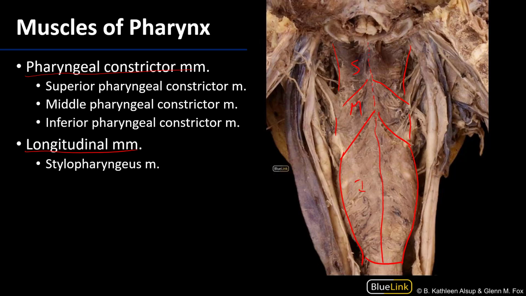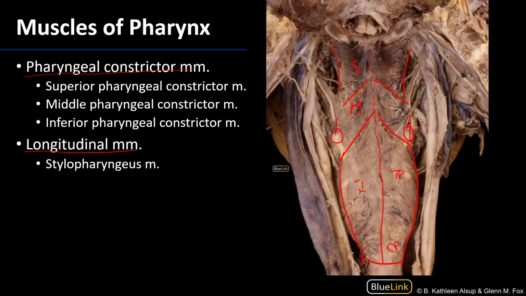And then we have the middle pharyngeal constrictor. The middle pharyngeal constrictor muscle arises from the hyoid bone. And then the inferior pharyngeal constrictor muscle arises from the larynx. There's two parts to it. There's the thyropharyngeal part and then the cricopharyngeal part that originate on the thyroid cartilage and the cricoid cartilage, respectively. Now, all of these muscles are innervated by the pharyngeal plexus.